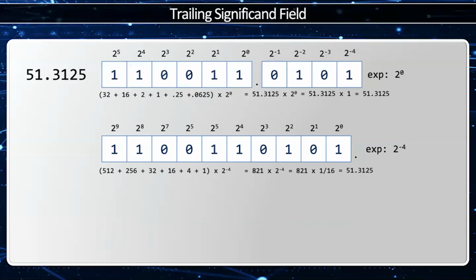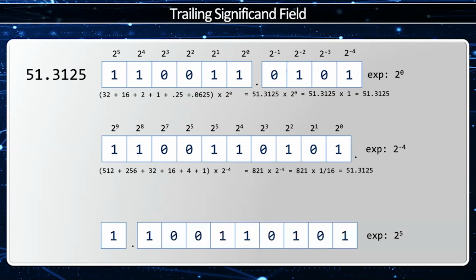Now, the trailing significant field does not put the decimal point in the middle, like in the top. It does not put it on the right, like my next one. Instead, it goes all the way to the left, except we have a 1 to the left of it, right? And so now, what's my exponent going to be? Well, what's 1 left of the exponent? It's going to be 2 to the 0, and then 2 to the negative 1, negative 2, negative 3, negative 4, and so on.